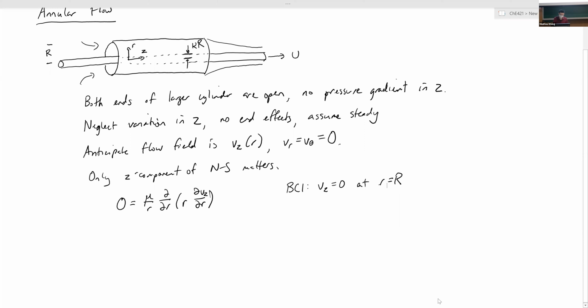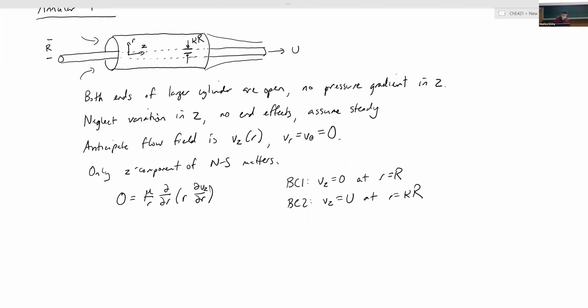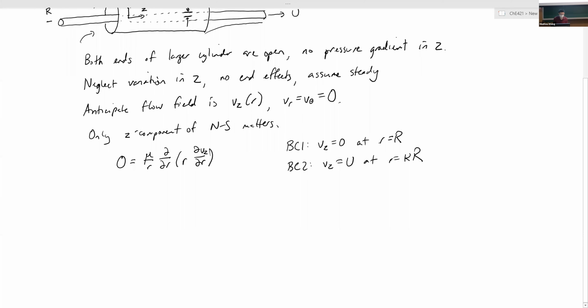Okay. And then we also have a second boundary condition. We'll call that BC2, and that's that Vz is equal to U at R equals kappa R. Okay, kind of makes sense. That's just because the inner cylinder is being drawn to the right at a speed of U. Okay, and so this is fairly simple. I think most of us can solve this at this point. Let me just go ahead and do that together real quick.